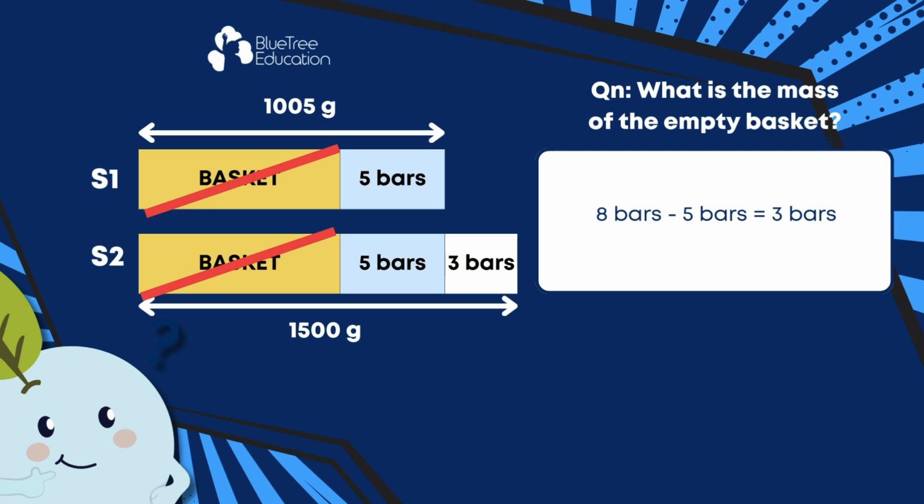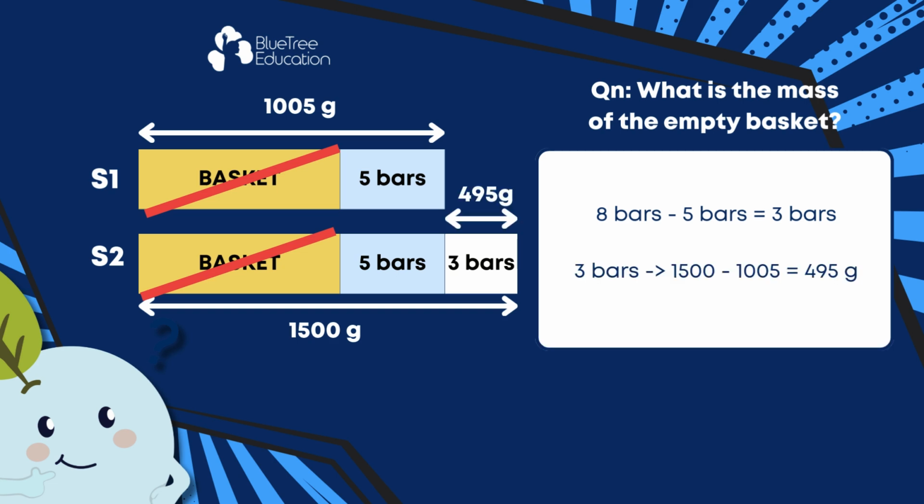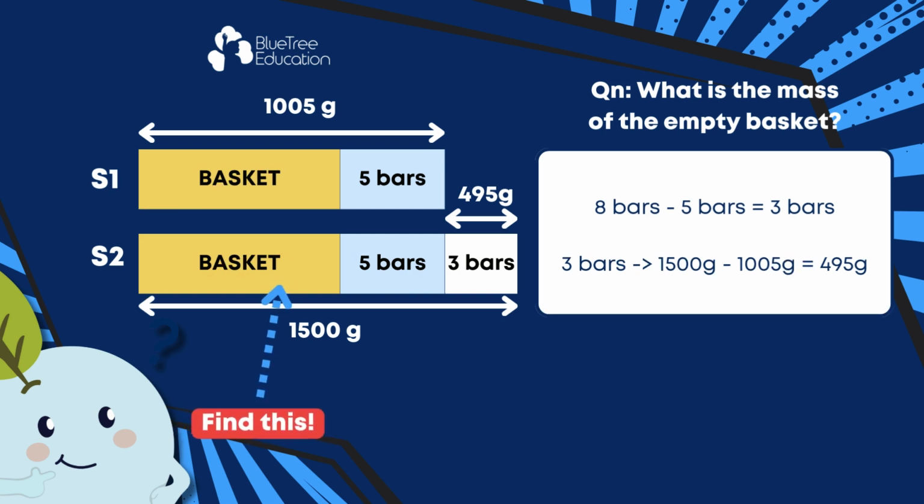So how do we find the mass of these 3 bars of soap? We will take the total mass, 1500 minus 1005 grams. So after subtracting, you know that 3 bars of soap actually weighs 495 grams. So if 3 bars of soap weighs 495 grams, you'll be able to find the mass of 1 bar of soap by dividing it by 3. After finding the mass of 1 bar of soap, let's read the question again. They are asking us to find the mass of the empty basket.